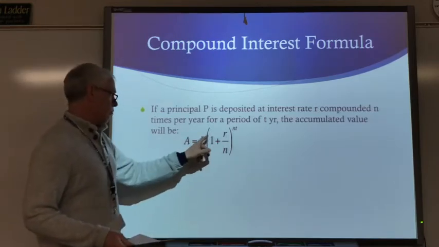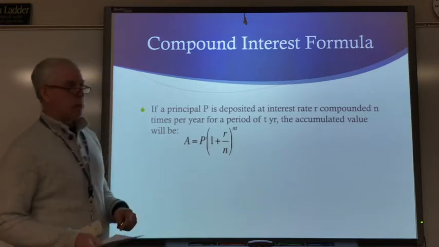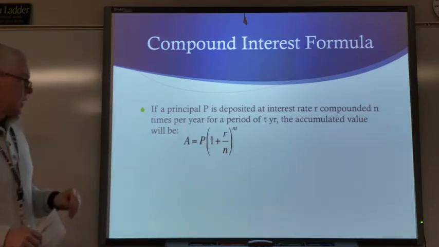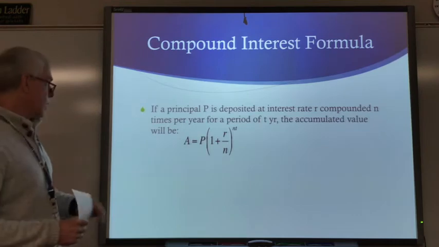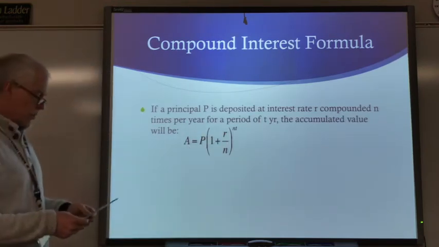Okay, very similar formula. R is still the rate, P is still the principal, N is the number of compounding periods. So if I said compounded monthly, N would be 12. Okay, so just a new formula, you gotta make sure you have this in your notes. We'll be working through this example here.